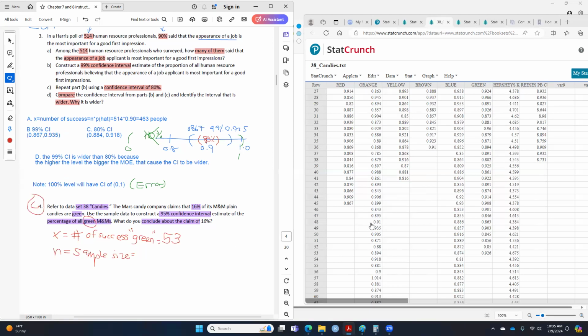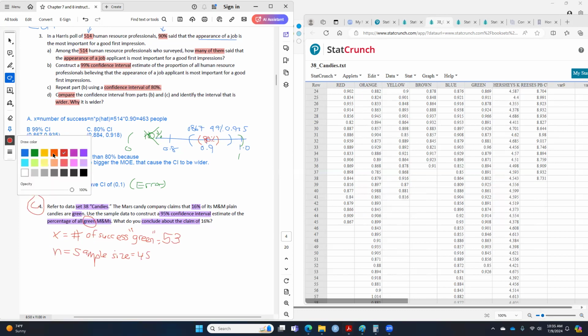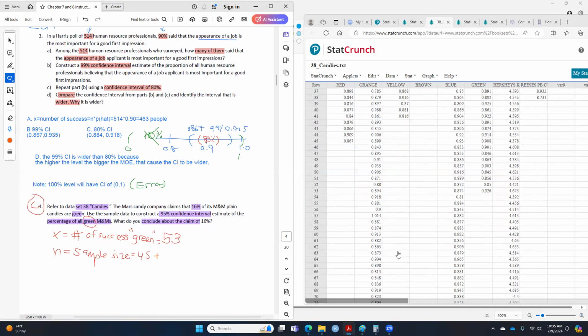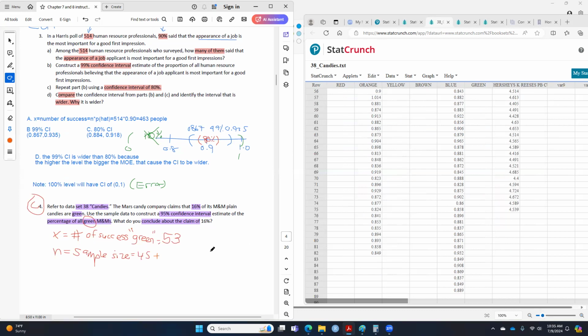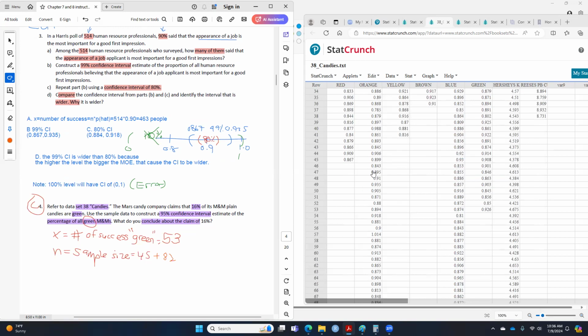In order for us to figure out the sample size, you have to add all the colors up. So you have to add the red one, which is 45. This is red. You have to add the orange one. Orange has, let me see, looks like 82. Yeah, you have to do this. So this is what happens if you have a data set, you have to add them up like this. Yellow has 41.